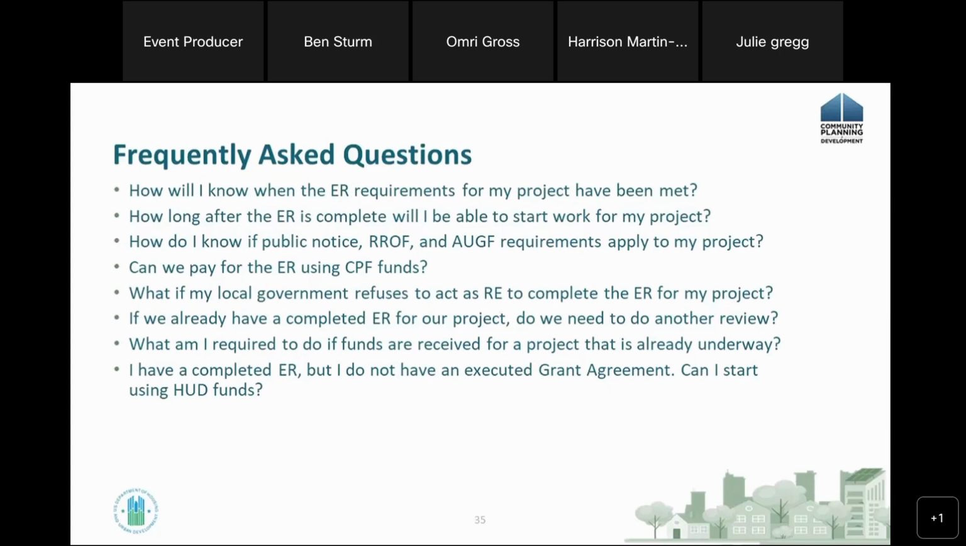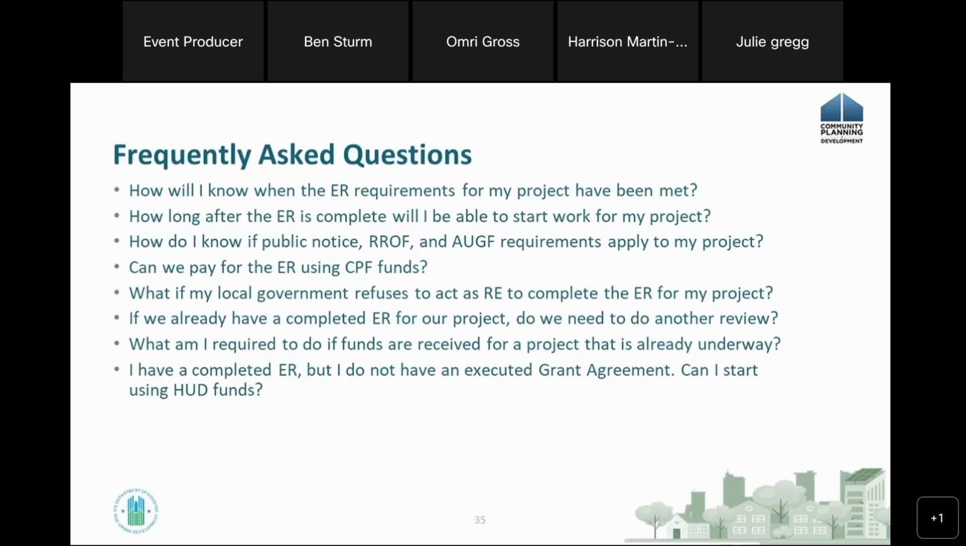So again, for any projects that rise to the level of CEST or EA levels of review under Part 58, the environmental review has to be completed, public notice has to be issued, the request for release of funds has to be submitted to HUD, and the authorization to use grant funds has to be issued by HUD to the grantee before the environmental compliance requirements have been met.